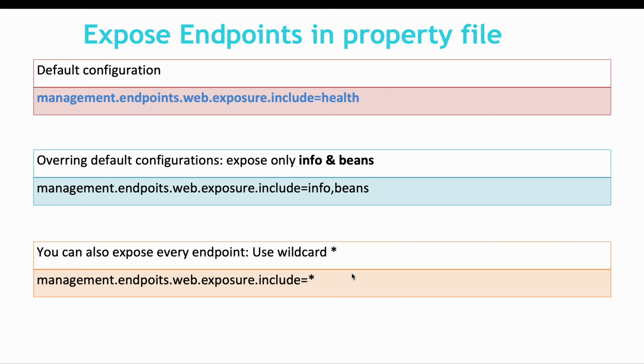You can also expose every endpoint, or everything, and you use a wildcard to achieve that. You can just put star after the equal sign, which means you expose everything.